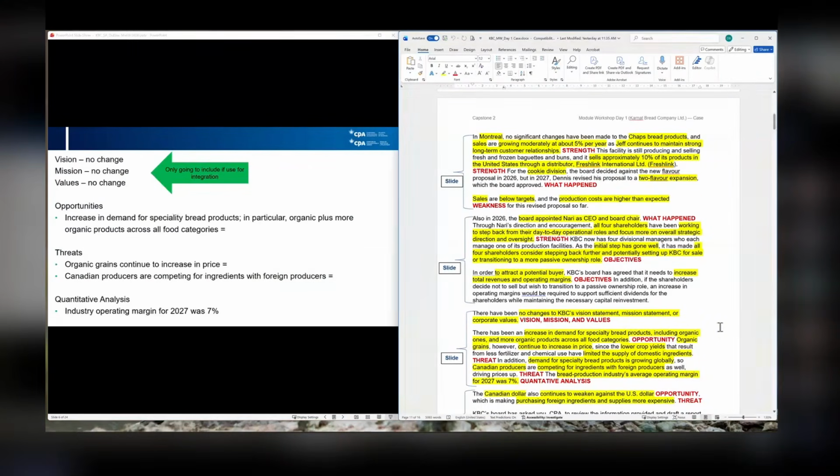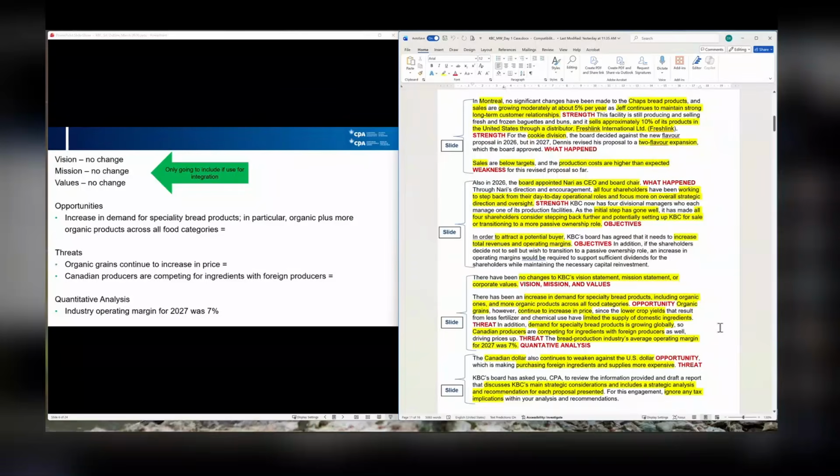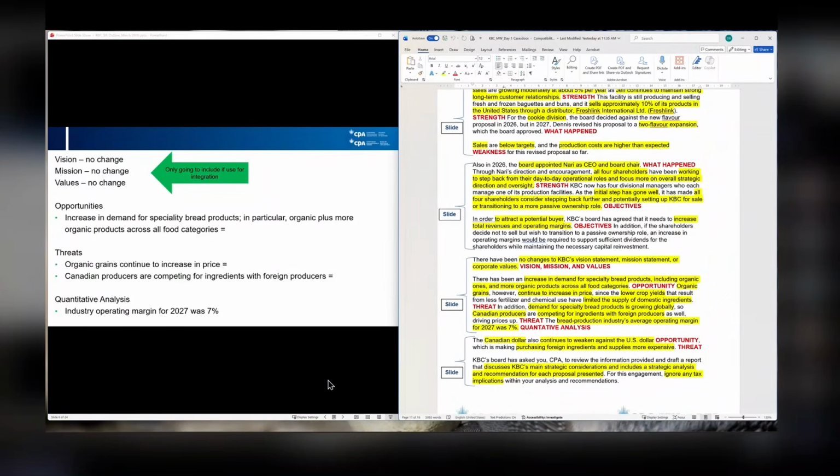So when it comes to the mission, vision, and values, there's really no changes. So I'm just going to put that as a note. And again, I'm not going to write out those statements or include the values unless I know that I'm going to use them when I perform my qualitative analysis of the options.